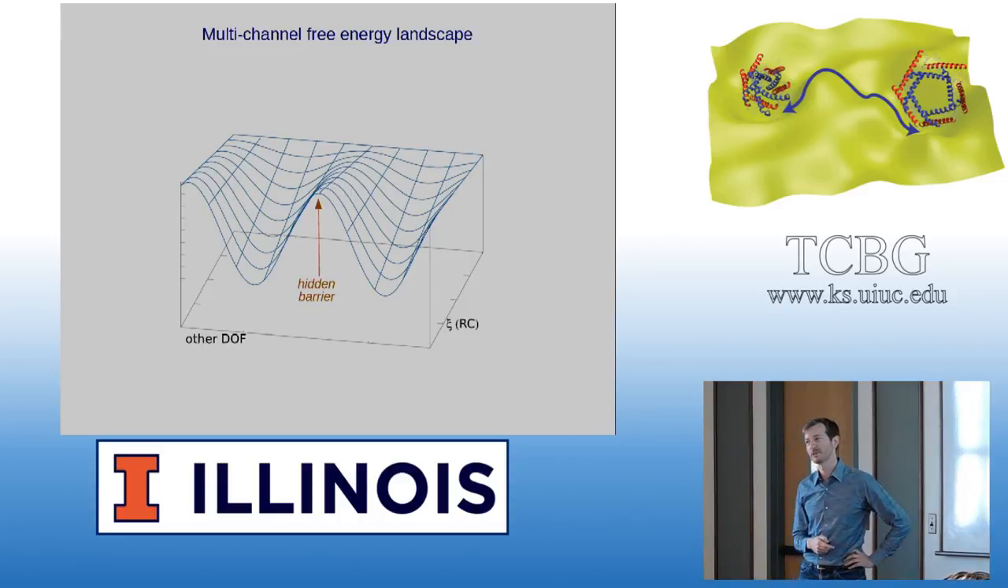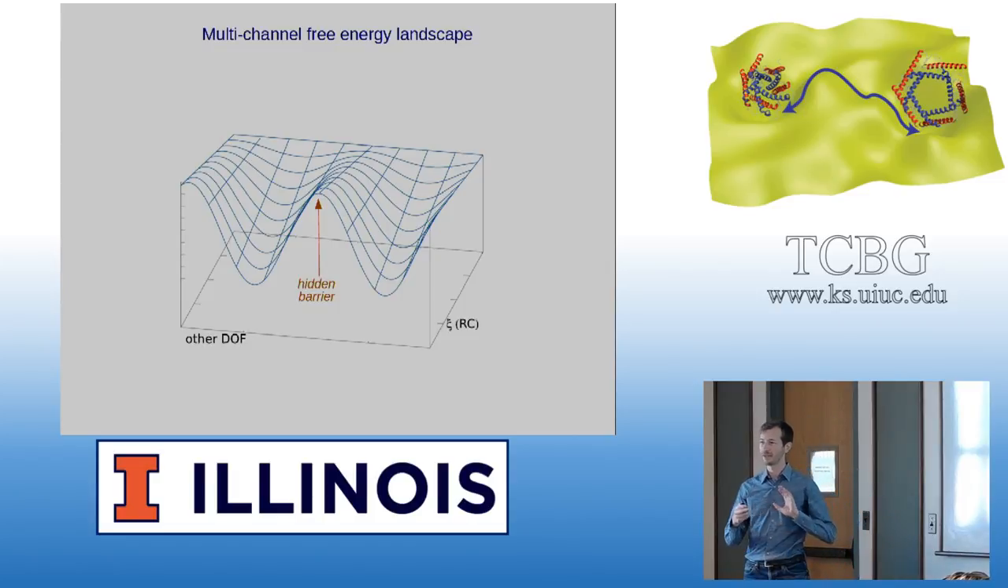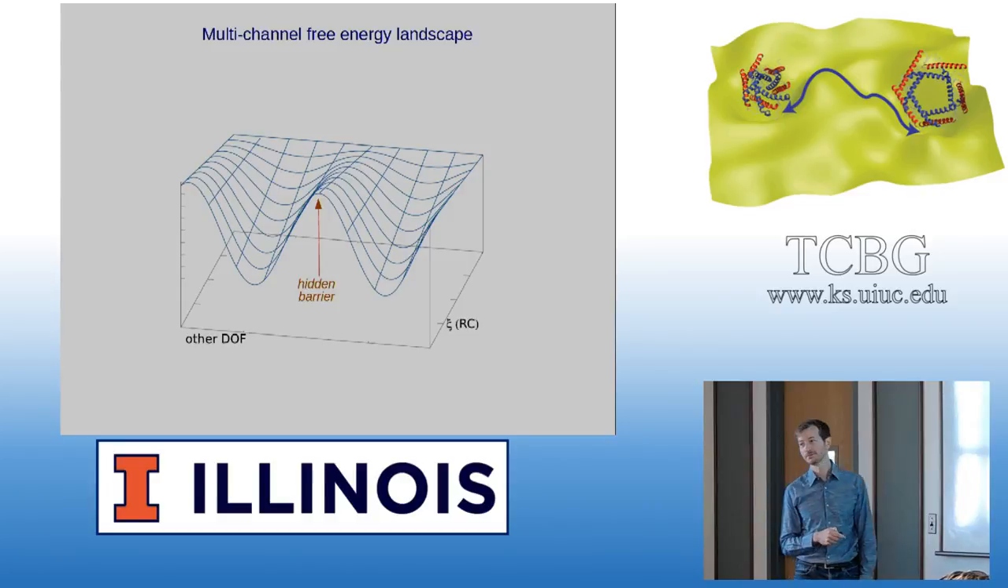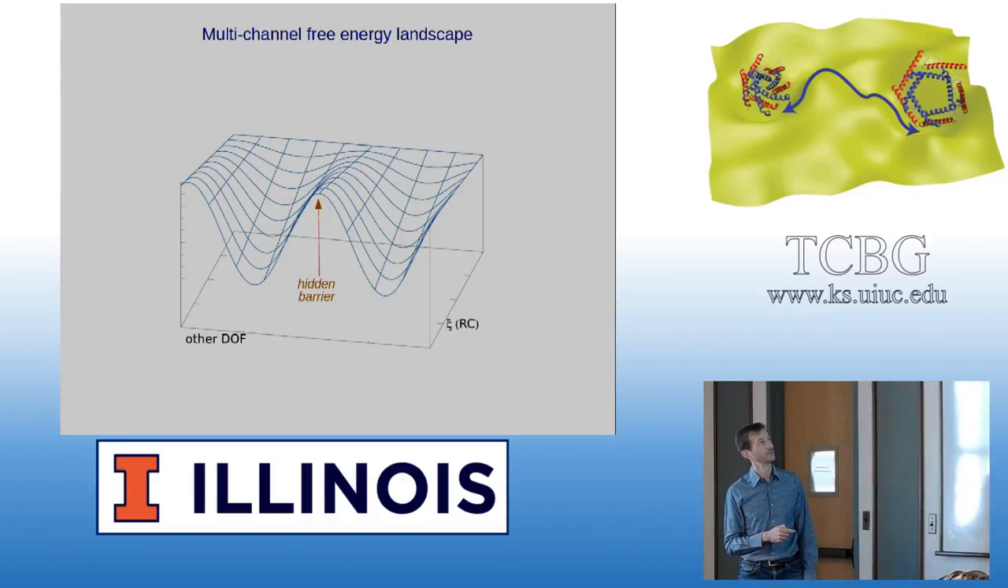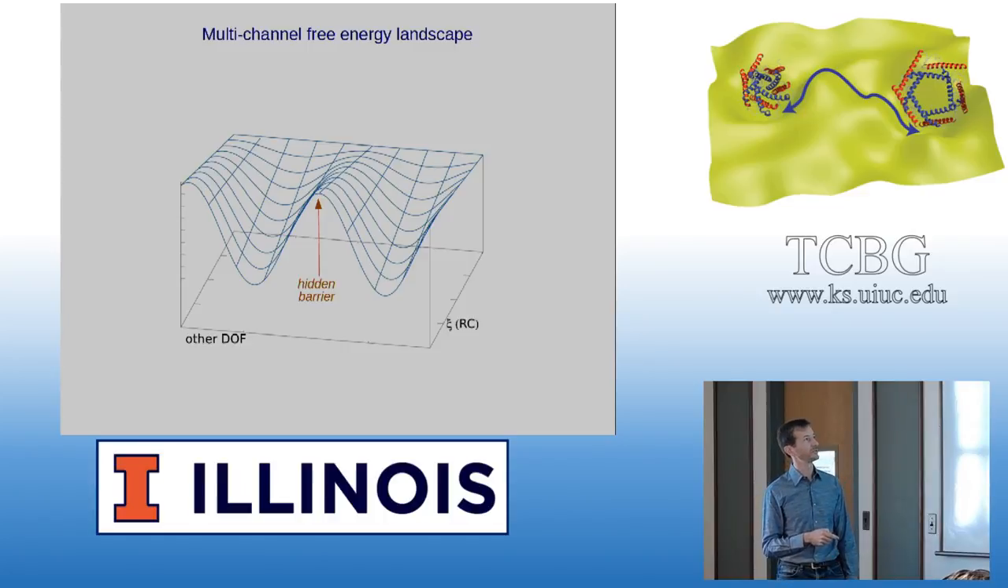Most of the time, especially if we're simulating biological systems, we're looking at high dimensional landscapes. At the very least, if I'm looking at the coordinate in this direction and this is my free energy surface, then there are these two valleys, but between the two valleys there might be barriers. This is what one might call a multi-channel landscape. If I want to go from here to there, there are really two ways to go about it. And this is another degree of freedom, an orthogonal degree of freedom.